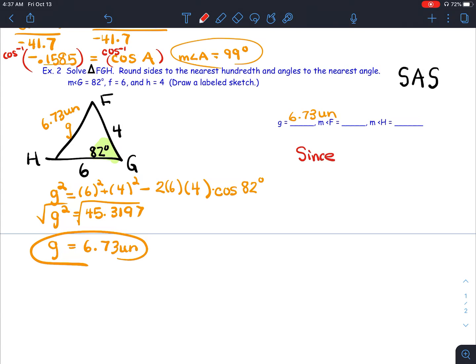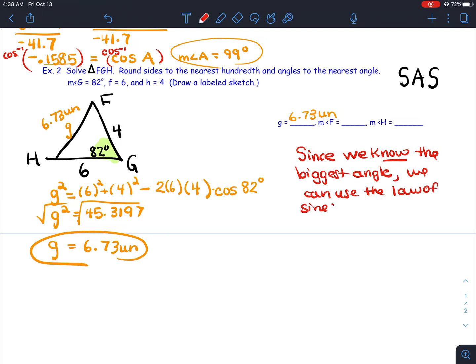If you look back at your notes, this makes sense. Since we know the biggest angle, we can use the law of sines to finish. Okay, so let me go ahead and circle the pairing that we know. We know angle G and we know side G. So we can go ahead and set this up for law of sines, sine of 82 degrees over 6.73.